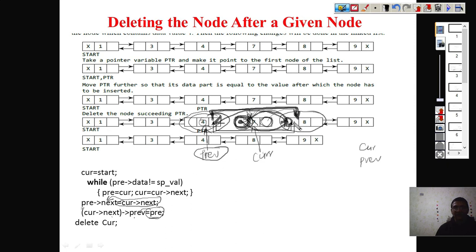That means you are able to connect this node to this node, and we have got what we are looking for. We are able to connect this node to this node and this node to this node, and now this node is no more needed. You can simply delete this node. You can say delete current, and this is how we achieve what we are looking for, and the node will be deleted.